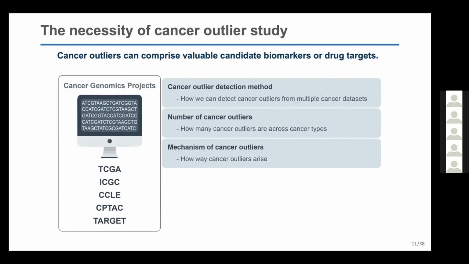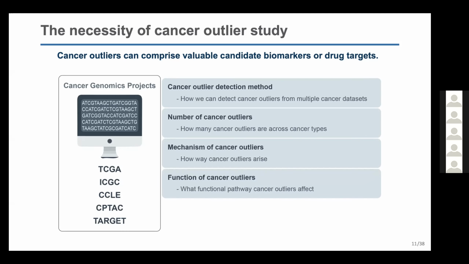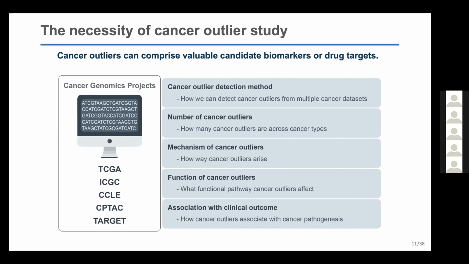I showed they could arise from various alterations, but we don't know how cancer outliers arise. We don't know their function or role, or which functional pathways those cancer outliers are involved in. And finally, we don't know how cancer outliers associate with clinical outcome. So I want to do a comprehensive cancer outlier study using this extensive amount of public data sets.